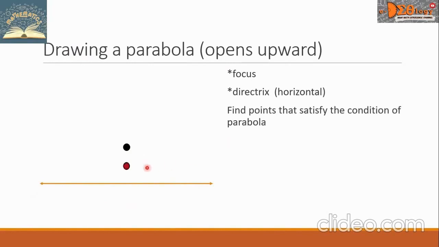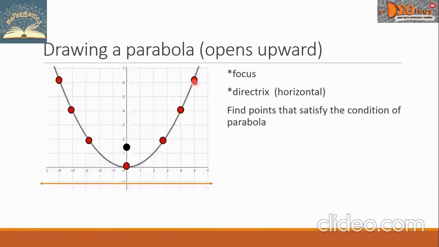The first point that we can think of is the point between the focus and the directrix. And let us find more points. Here are two more points. Other points that we can think of are here. And then let us connect these points with a smooth curve. And this is now our parabola.